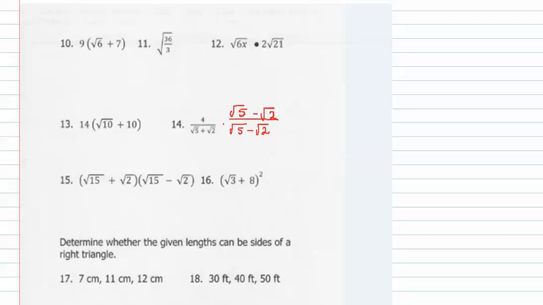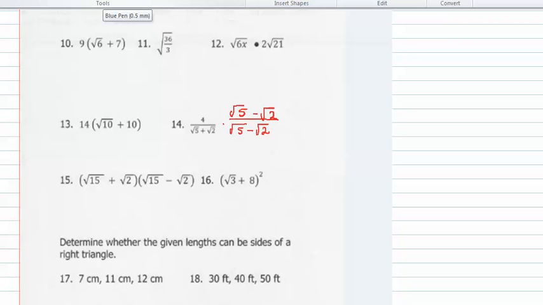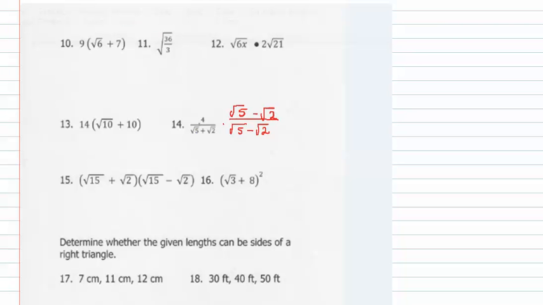And what I did was I just made a difference of squares. So that means I'm going to go back, and I am going to take the square of both sides here. So I'm going to end up with 5 and a 2, and it's always minus. So 5 minus 2 is 3. So that's what's on my denominator.